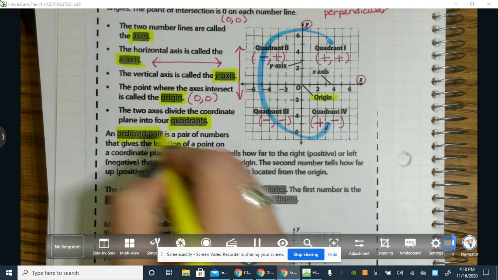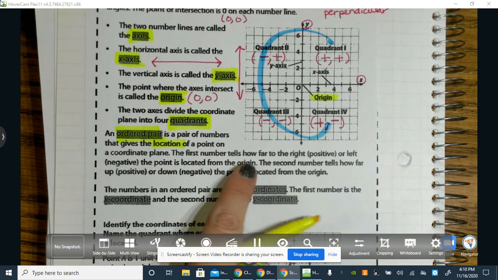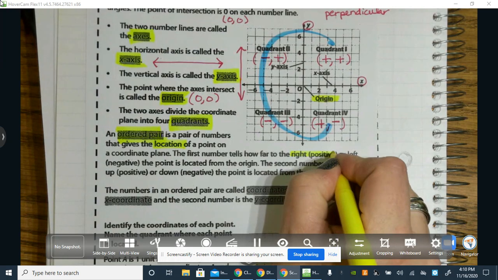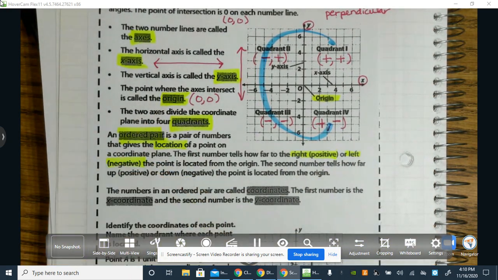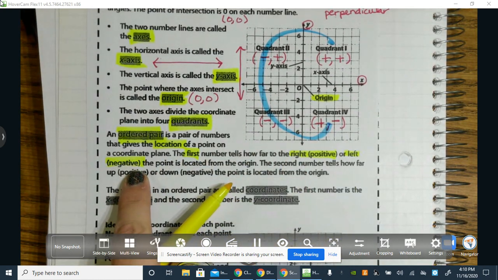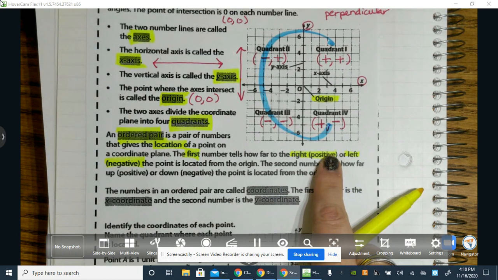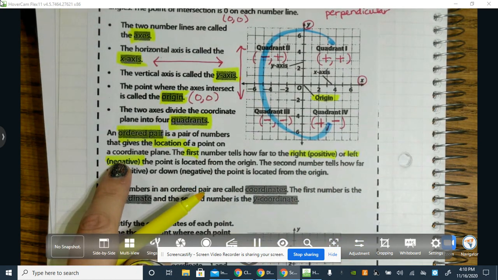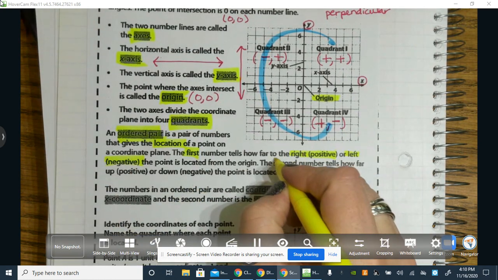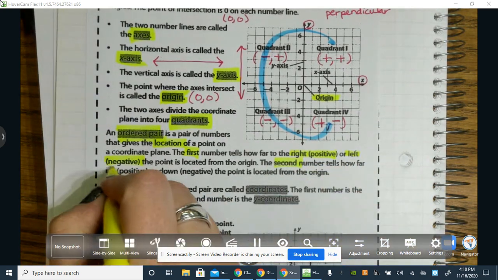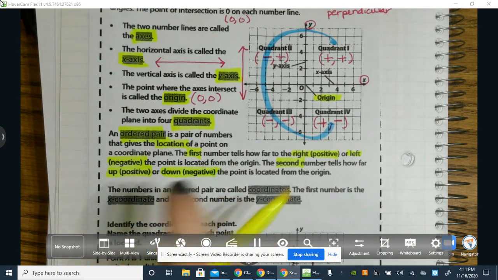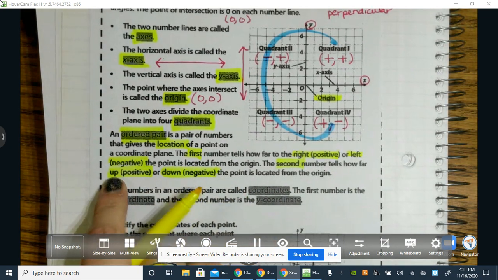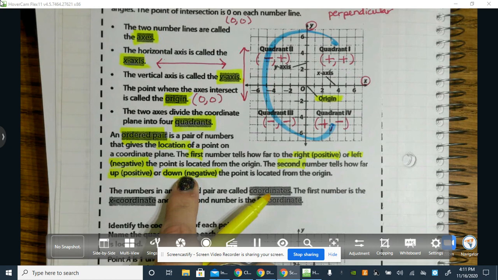That's key. The first number tells you how far right, positive, or how far left, negative, the point's going to be. So your first number, you're going either right or left. Remember, positives are to the right of 0, negatives are to the left of 0. All right, the second number tells you how far up or down you're going to go. So if your second number is a positive number, you're going to go up. If your second number is a negative number, you're going to go down.